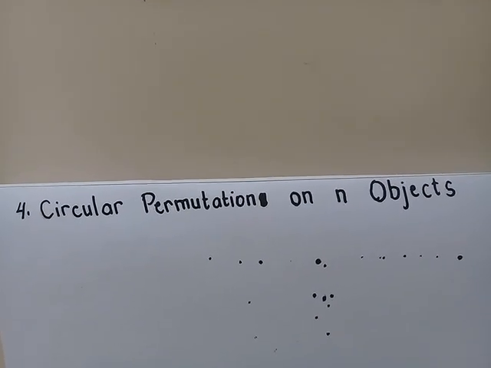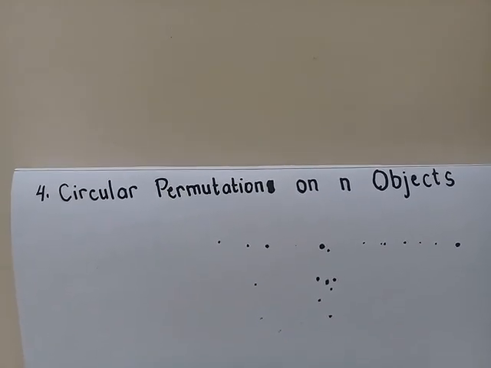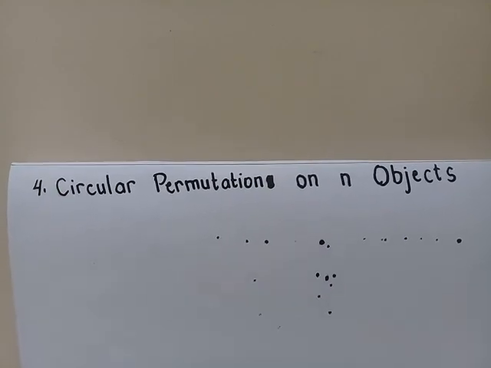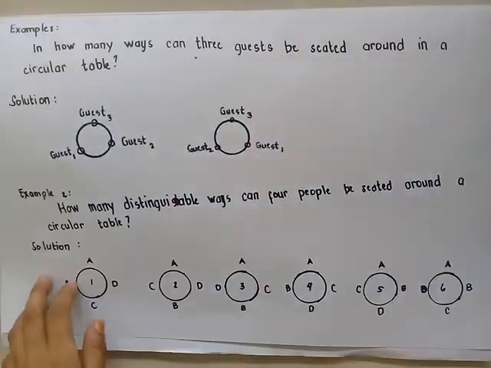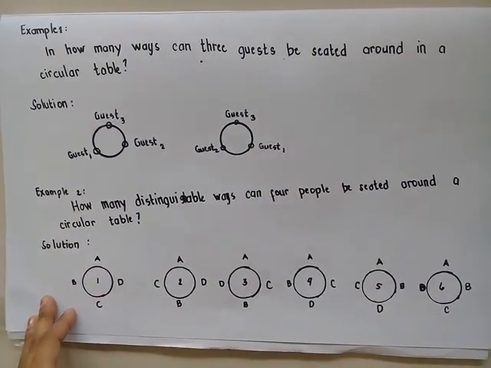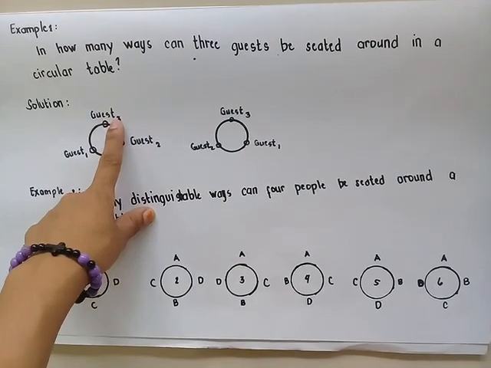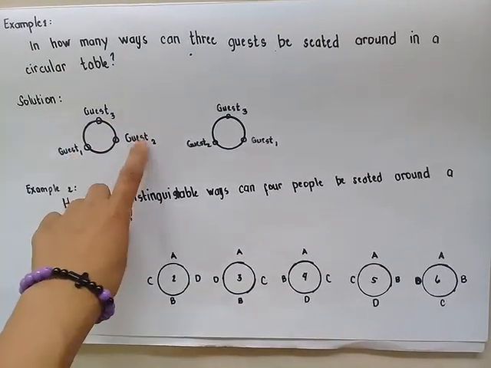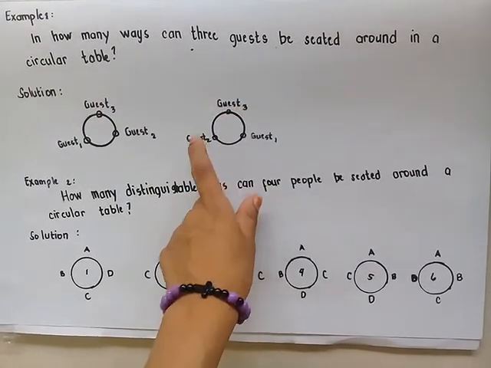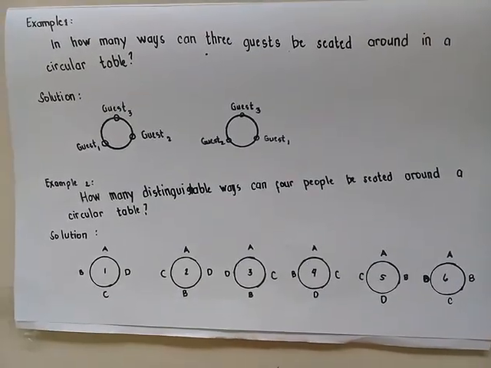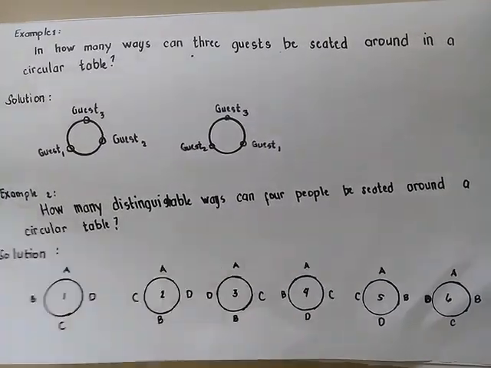The last but not the least type of permutation is the circular permutation on n objects. Circular permutations are used when objects have to be arranged in a circular order, and the first object determines the beginning and the end of the arrangement. For example, in how many ways can 3 guests be seated around a circular table? Consider a point of reference, let us say guest 3. So, we will put guest 1 here and guest 2 and interchange those guests. We have guest 3 remain as guest 3 here, and then guest 2, guest 1. Thus, in this case, there are 2 possible ways to seat the 3 guests at a circular table.